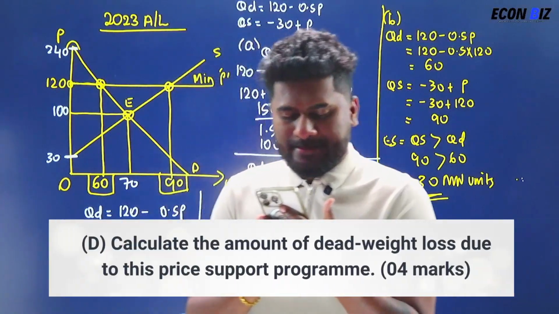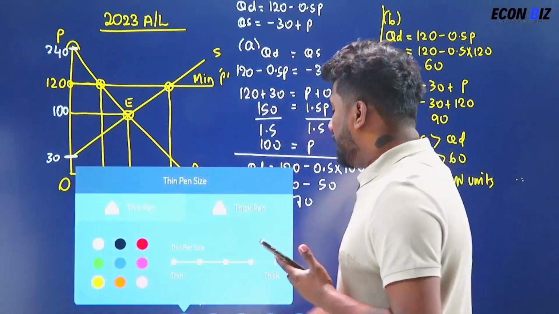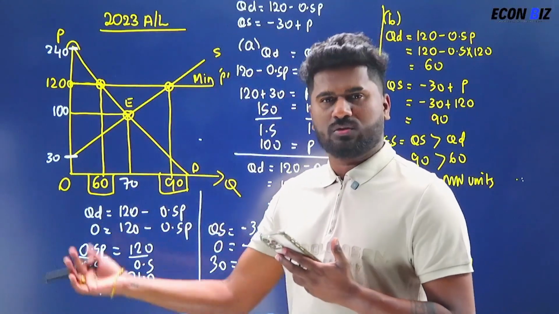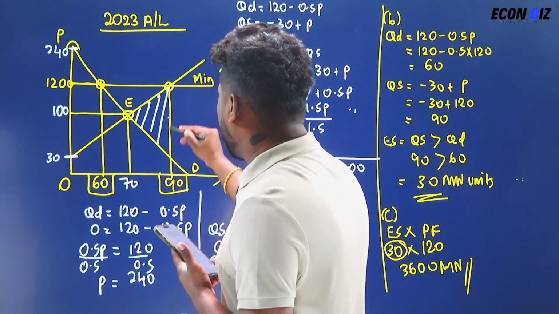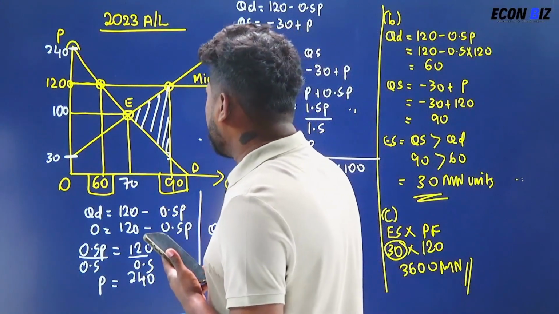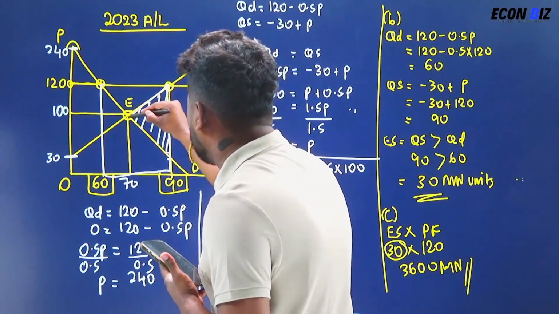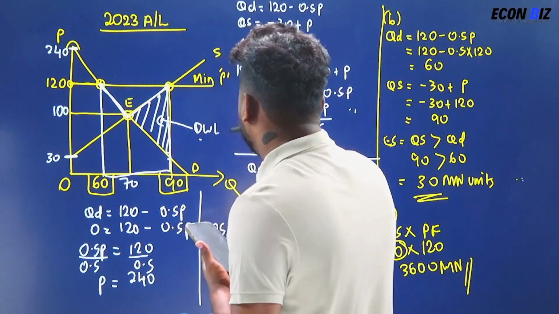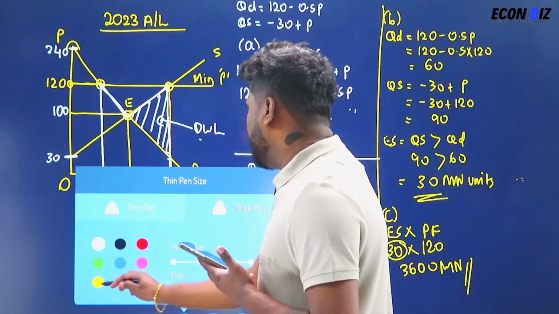Next, they are asking to compute the dead weight loss. Dead weight loss means what? This area. You know that under the excess supply purchase scheme, dead weight loss and social welfare loss take two different values. Your dead weight loss is this area, but this entire area is the social welfare loss. Only this area is the dead weight loss. So if you can find the area of that triangle, you can get the dead weight loss.